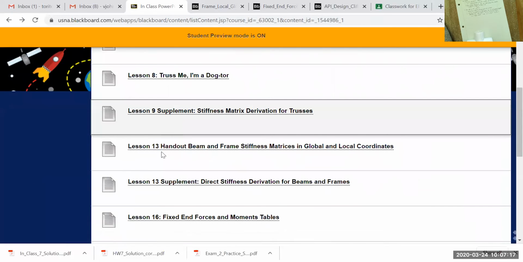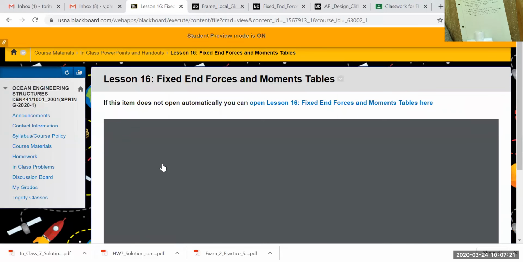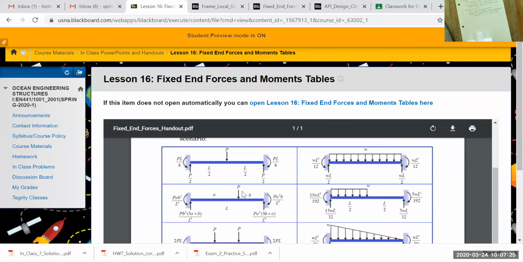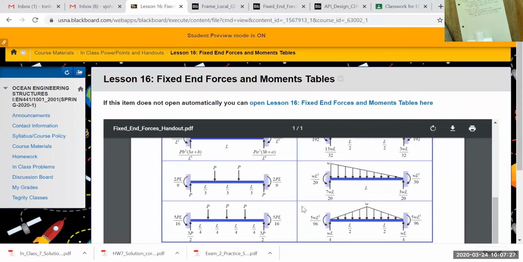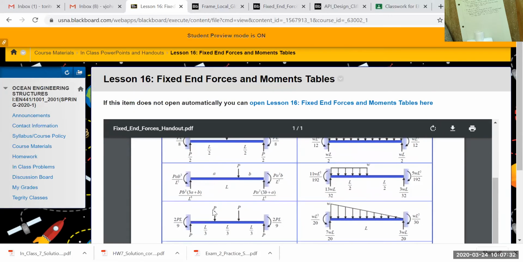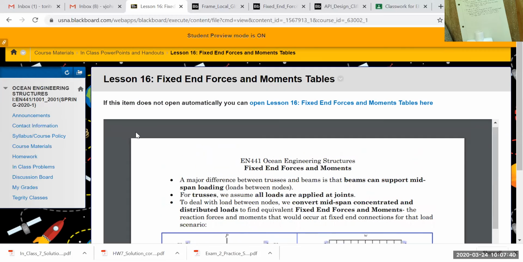Another important handout is this fixed end forces and moments table. So again, expect me to present some of these cases or maybe some superposition of these cases and solve for fixed end forces and moments, or given the moments, can you solve for this load or can you solve for the length? So be able to kind of rearrange these equations.